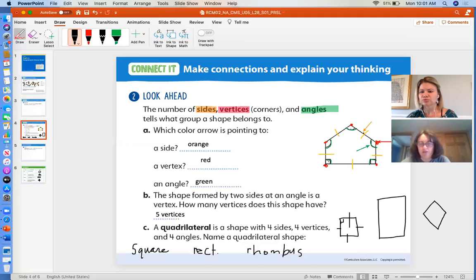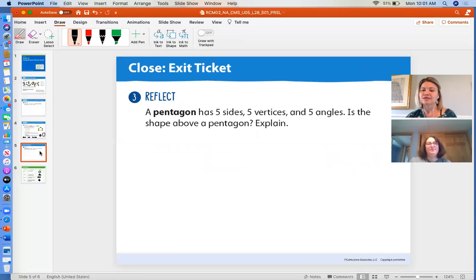1, 2, 3, 4, 5. Now vertices. 1, 2, 3, 4, 5. Yep. And finally, angles. 1, 2, 3, 4, 5. So does it have 5 sides, vertices, and angles? Yep. Okay, therefore that shape is a pentagon. If we were going to explain how we know it's a pentagon, we just say it has 5 sides, 5 vertices, and 5 angles.